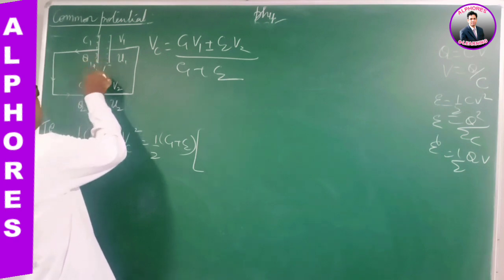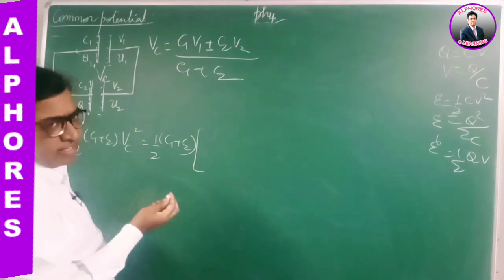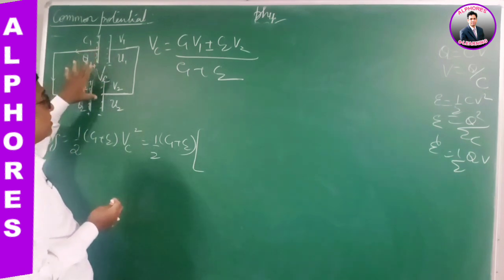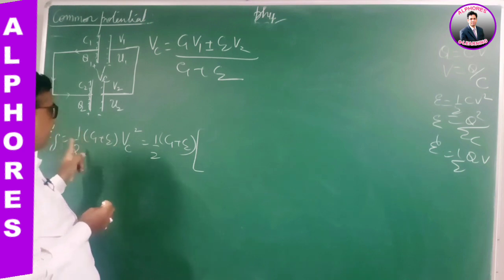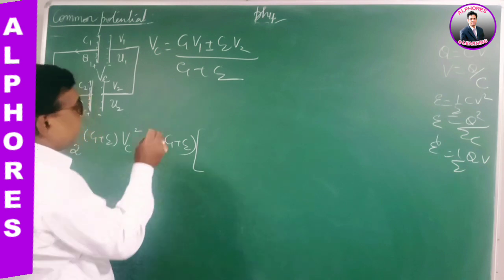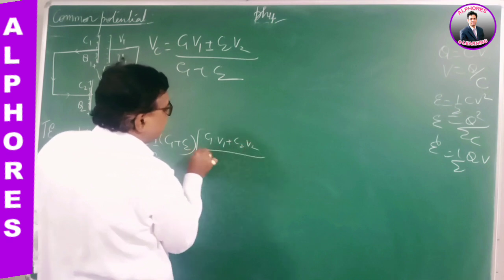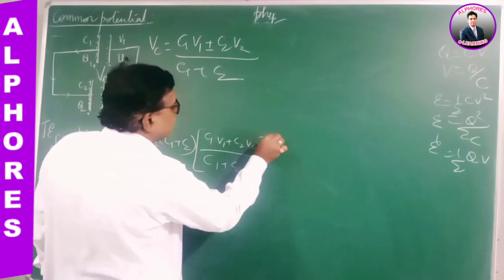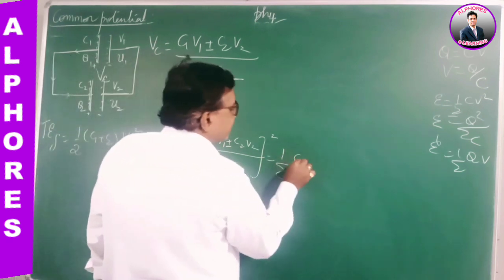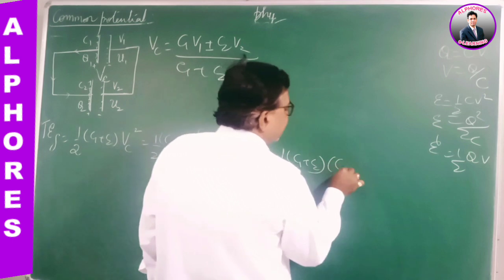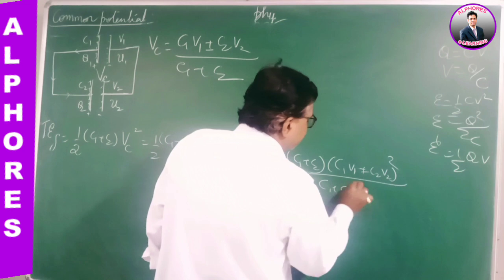The energy in this one is half C1 Vc square, and the energy in this one will be half C2 Vc square. Final energy: half C1 Vc square plus half C2 Vc square. I have taken C1 plus C2 common, so it is half of (C1 plus C2) Vc square. Substituting Vc here, (C1 V1 plus C2 V2) by (C1 plus C2), whole square. In the denominator, if I split it again, I write it like this: (C1 plus C2) bracket, (C1 V1 plus or minus C2 V2) whole square, by (C1 plus C2) whole square.